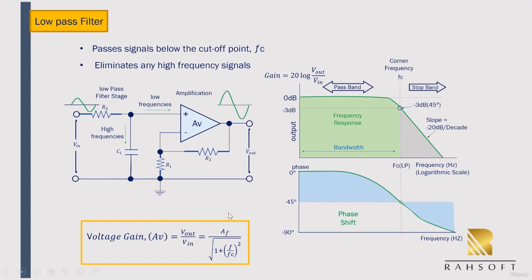The next type of filter that we'll be discussing is a low pass filter, which passes any signals below the cutoff point of FC. Similar to the high pass filter, but opposite, it will eliminate any high frequency signals after the FC point. This can be seen in the top right graph, where after the FC point, the signal completely drops off. Gain is calculated the same way for the decibels, but is calculated in a different equation for voltage gain.